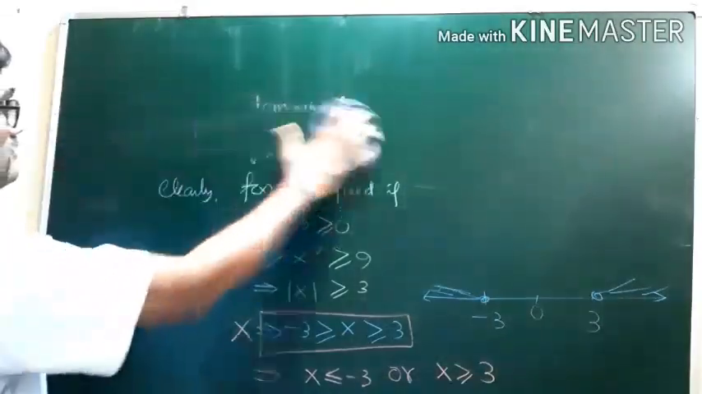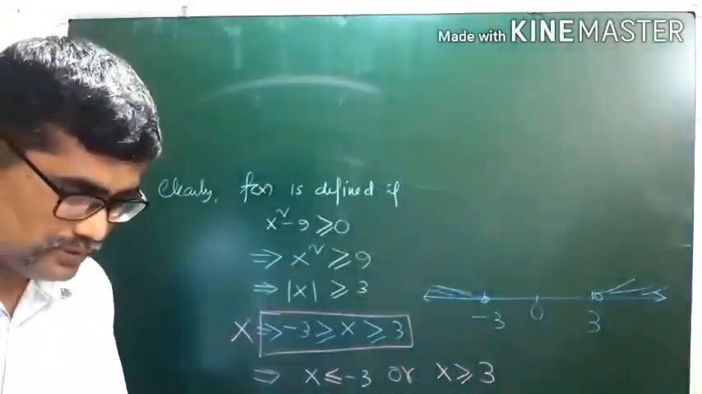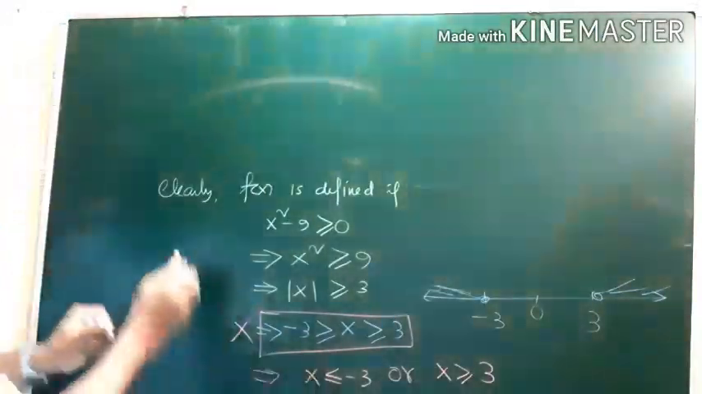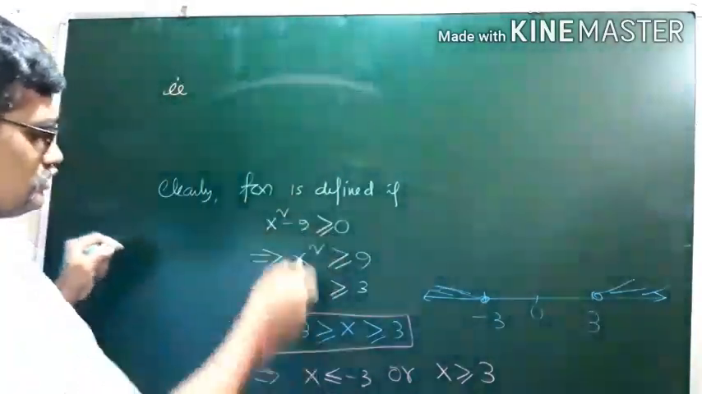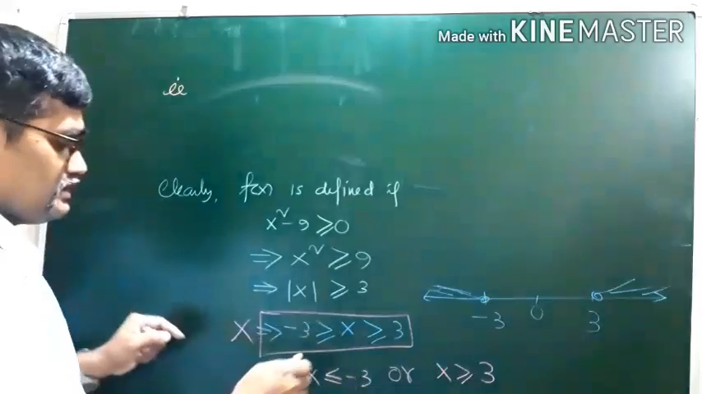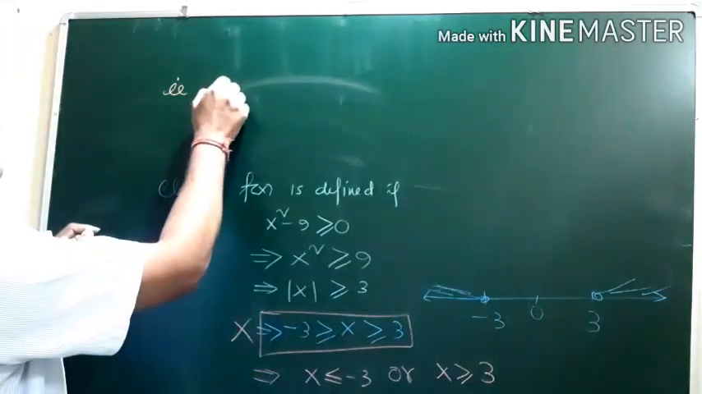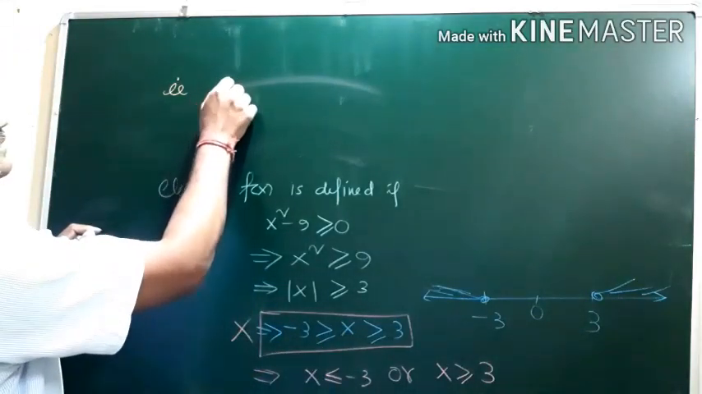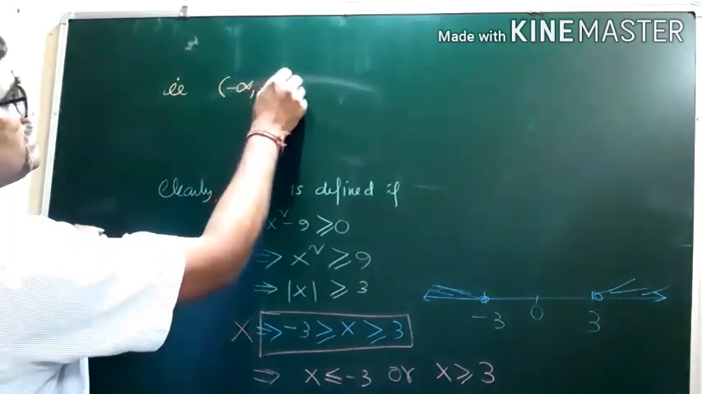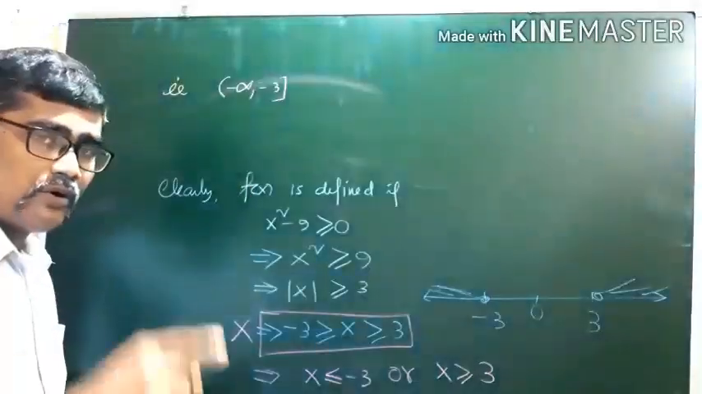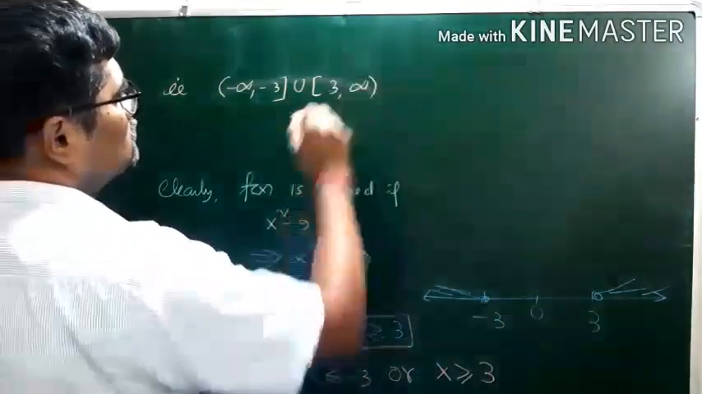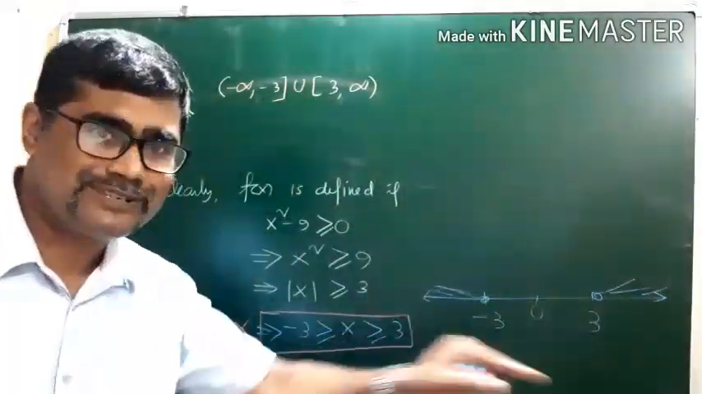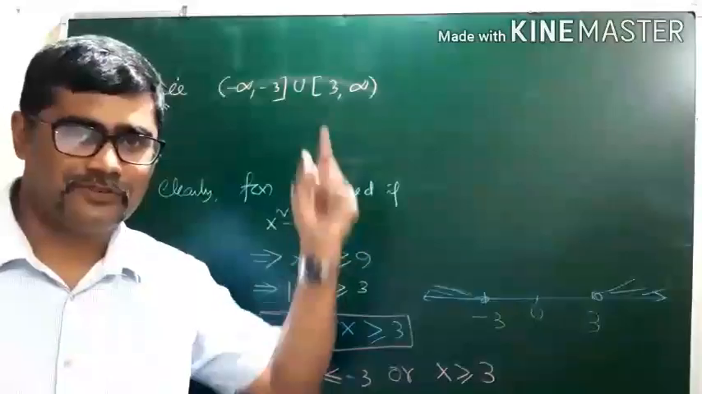See how we write for this. I can write it like this: minus infinity to minus 3, closed interval, union, 3 to infinity. That is a little smarter than this. You can leave the answer here also, saying that this is the domain. So you can opt for this answer.